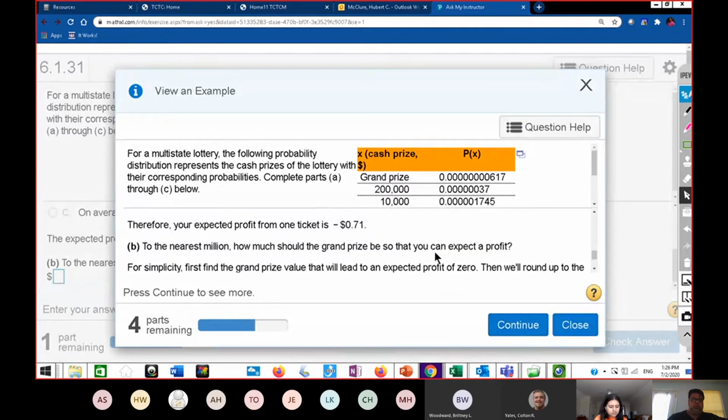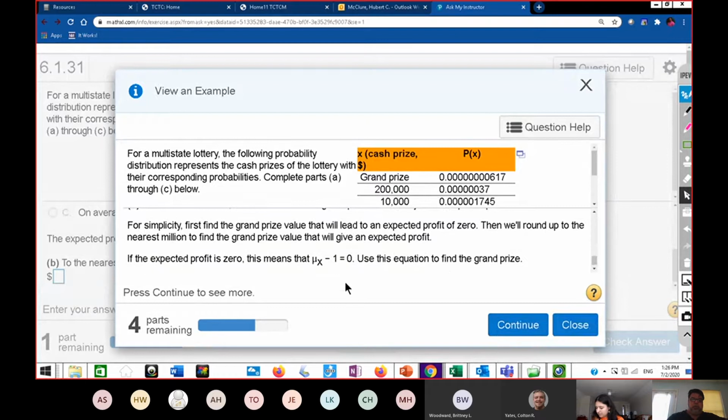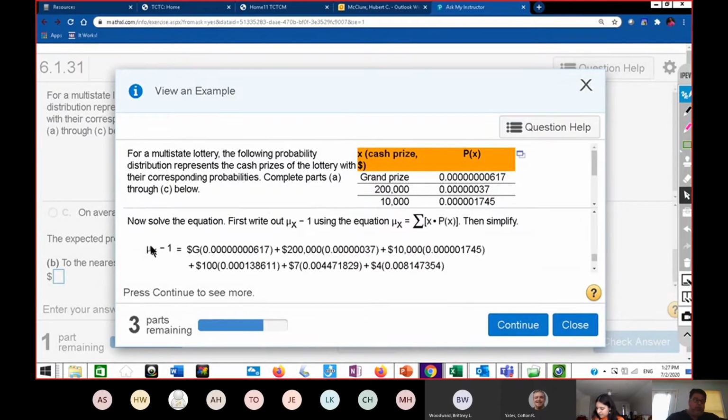Let's see, where is it? Yeah, mu minus 1. Okay, let me keep going. There it is. Mu minus 1 is equal to the whole equation. All right. Remember, they don't give you the grand prize number. They give you one in the question. But when you first start out, the grand prize is not known. So they're trying to figure out what it would be so that you come out with a profit. In other words, when you get a good profit, what's the grand prize?